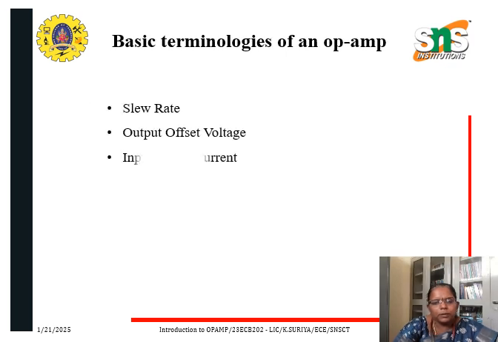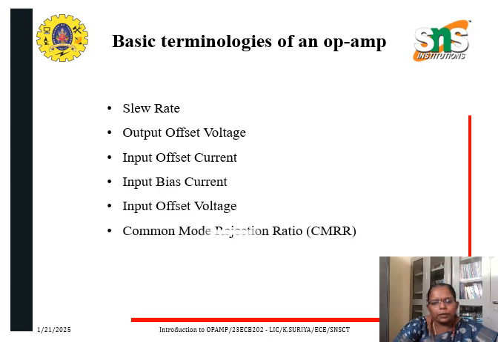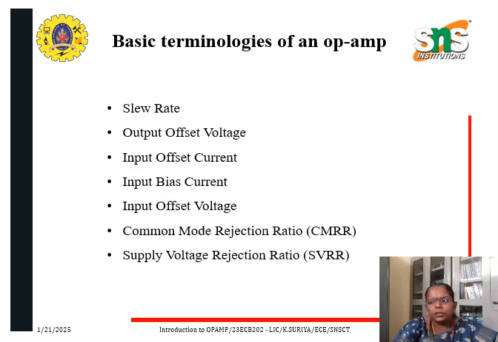Some of the basic terminologies of op-amp are as follows. First is slew rate. The slew rate of an op-amp is defined as the maximum rate of change of output voltage per unit of time. It is represented as volts per microsecond. Next is the output offset voltage. The output of the op-amp should ideally be zero when the voltage difference between the inputs is zero. But practically, the output is non-zero. There is a voltage of very small magnitude. This unwanted voltage at the output side when no input is given is called output offset voltage.